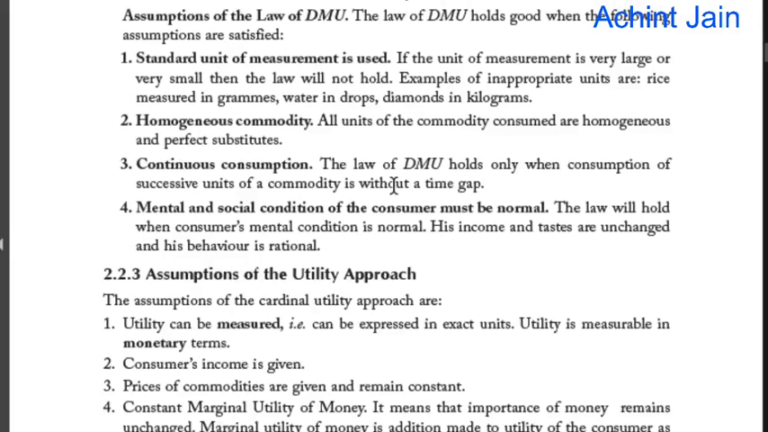Mental and social condition of the consumer must be normal, meaning the consumer is a rational consumer. Then there are some exceptions to the law of diminishing marginal utility. Money and expensive metals such as gold and silver cannot be used. Then reading, listening to music, acquiring knowledge. On these, the law of DMU doesn't hold good for this type of transactions.